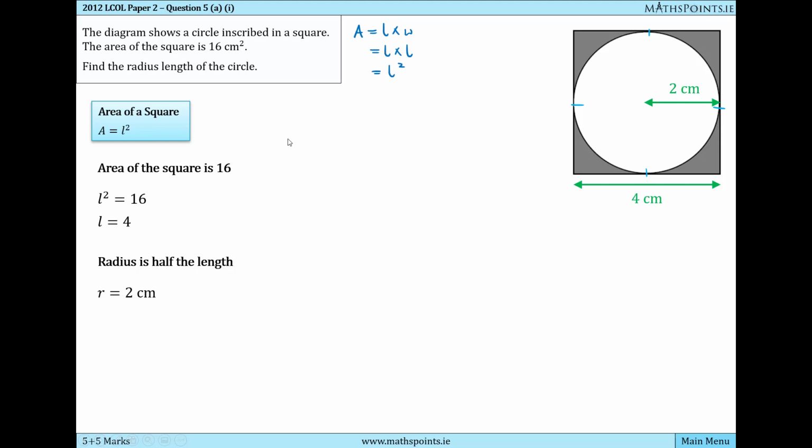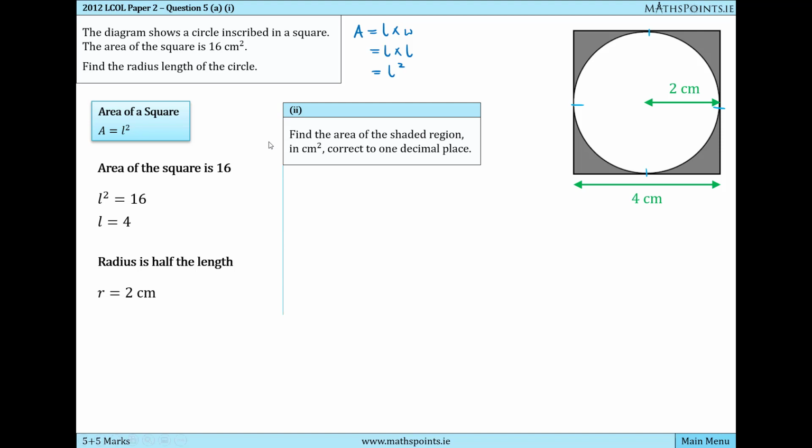Part 2 of the question then asks us to find the area of the shaded region. So this region that's outside of the circle but inside of the square. And it's always a good idea to write down in words how we might find that. So in words, I would say that the area of the shaded region is the area of the square minus the area of the circle.